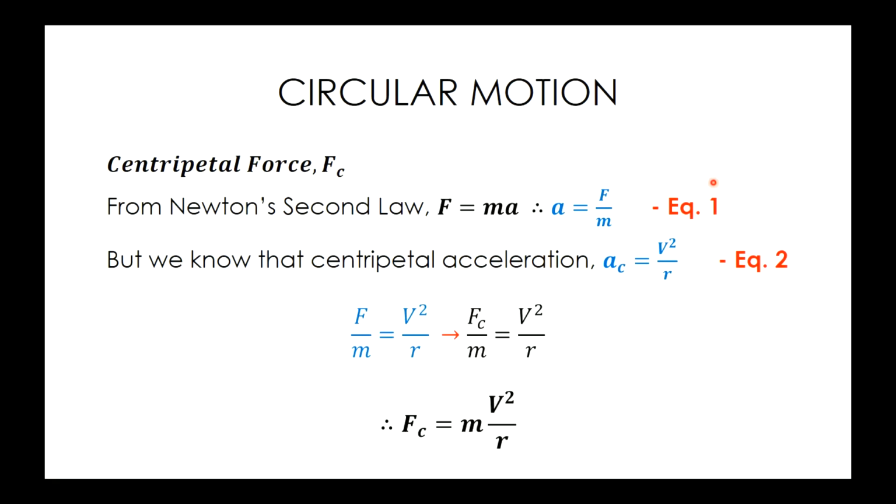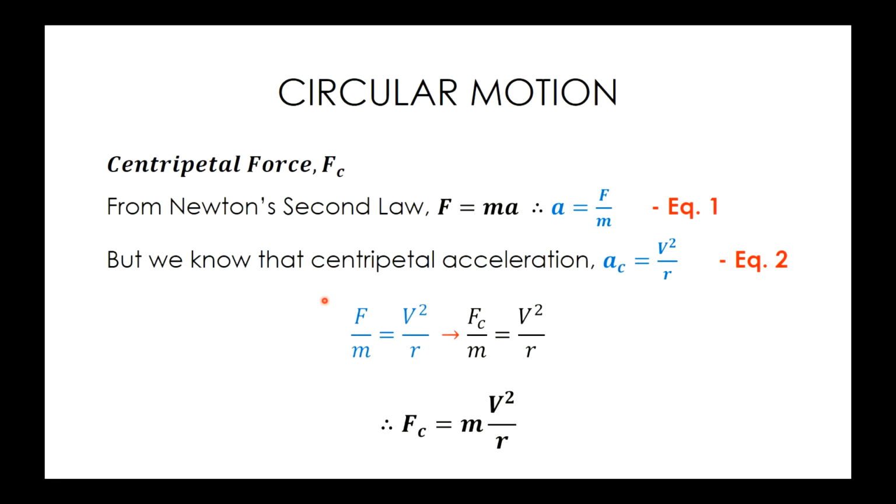So let's take this as our equation 1. And then from our previous concepts, we have known that centripetal acceleration is equal to the square of the linear speed over radius. So, let's set this as equation 2. Now, equating these two equations, we come up with this working equation. So, equation 1, F over M is equal to equation 2, V squared over R.